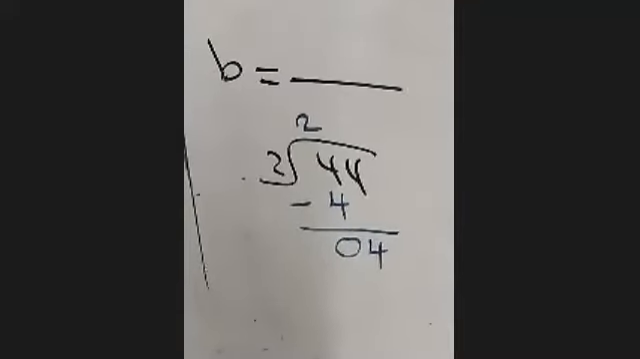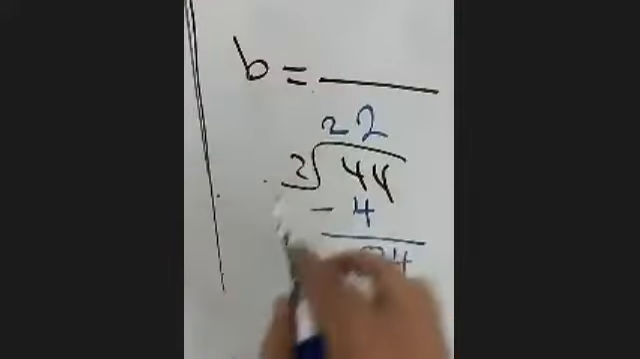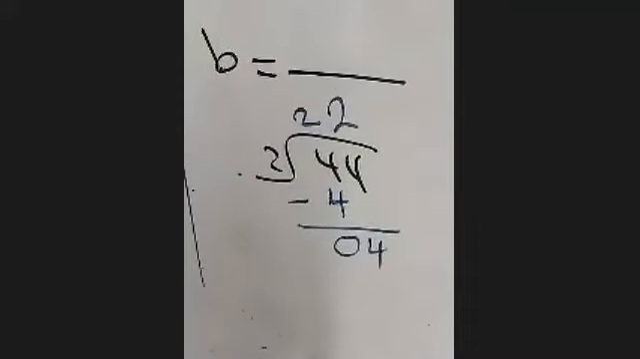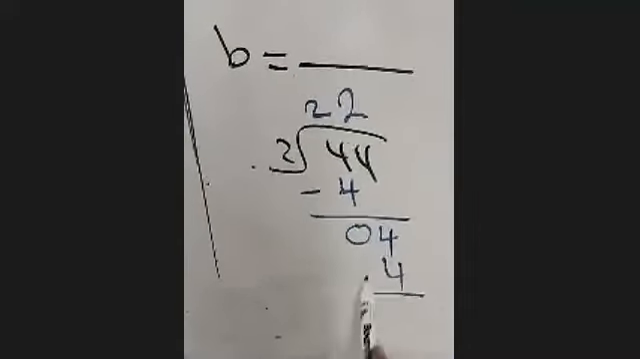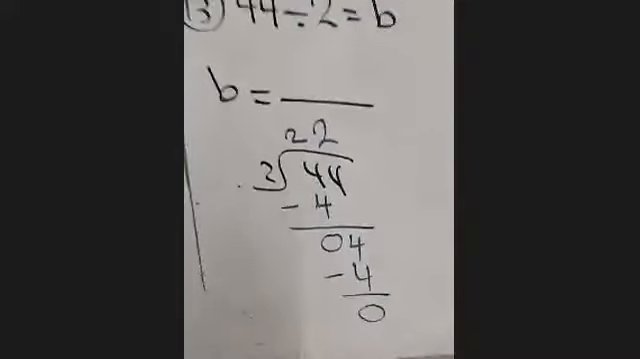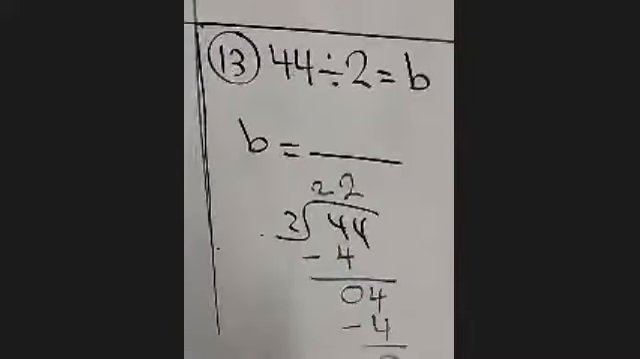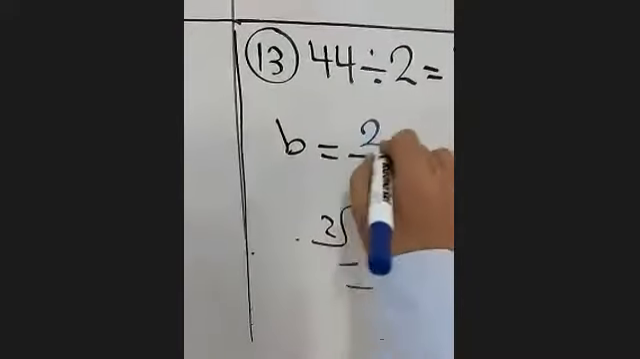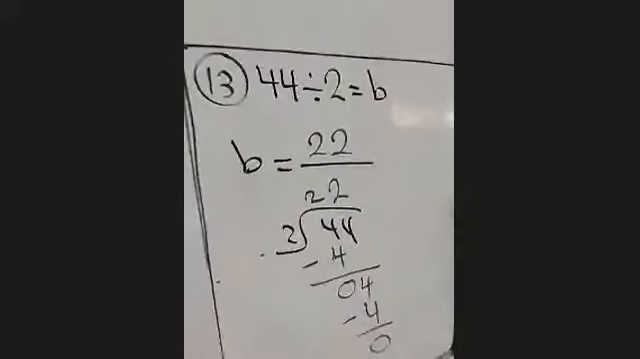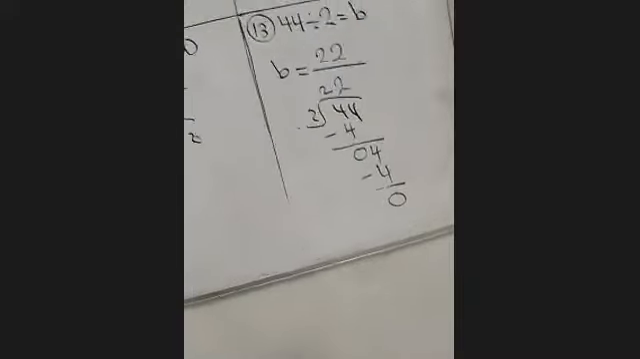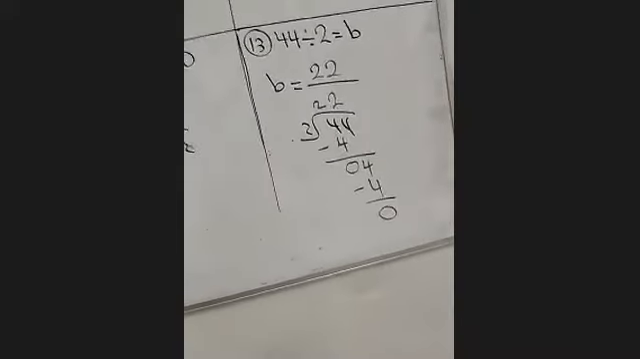Then we'll put 2 up. Another 2. 2 times 2 is 4. Subtract? 0. So what's the b? b equals what? 22, excellent. Copy question 13, guys.